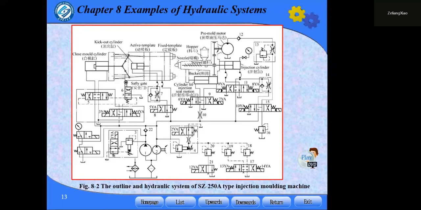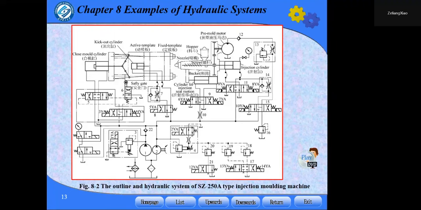Then we can go to the seventh procedure, preventing flowing. This process is used to reduce the pressure to prevent the melted material from flowing out of the front part of the barrel, by moving the screw to withdraw a small distance after the pre-plastic procedure.